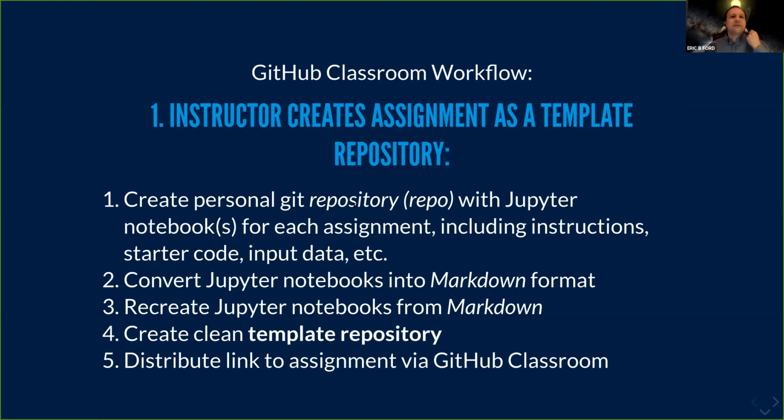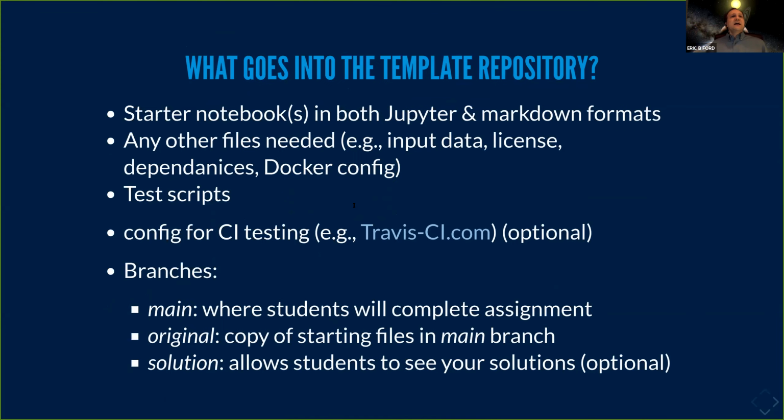So basically every week I would email the students, here's this week's tutorial. They would click that link, and then GitHub Classroom would generate their own private copy of that starter template, starting from exactly where I sent it to them. What do I put in there?